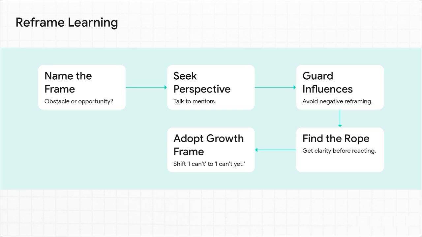First, we teach students to pause and name the frame. What lens are you looking through? Second, seek a higher perspective, just like Arjuna did. Third, guard against negative influences. Recognize the Mantharas in your life. Fourth, look for the rope, not the snake. Get clarity before reacting from a place of fear. And finally, consciously adopt a growth frame, turning every "I can't" into an "I can't yet."